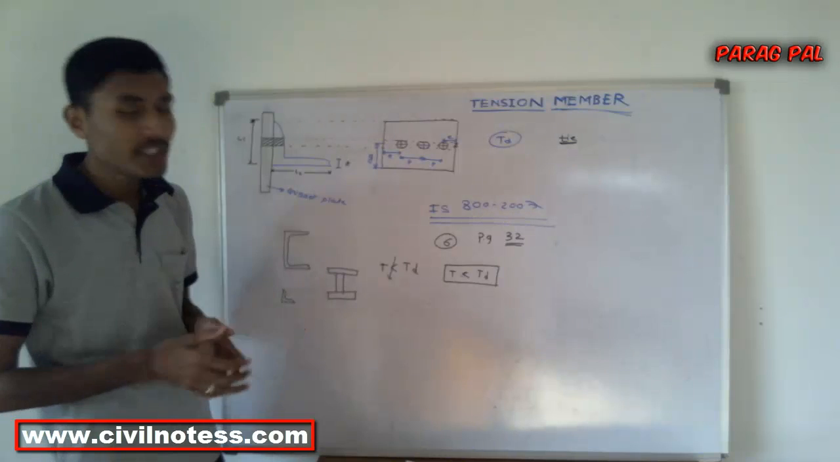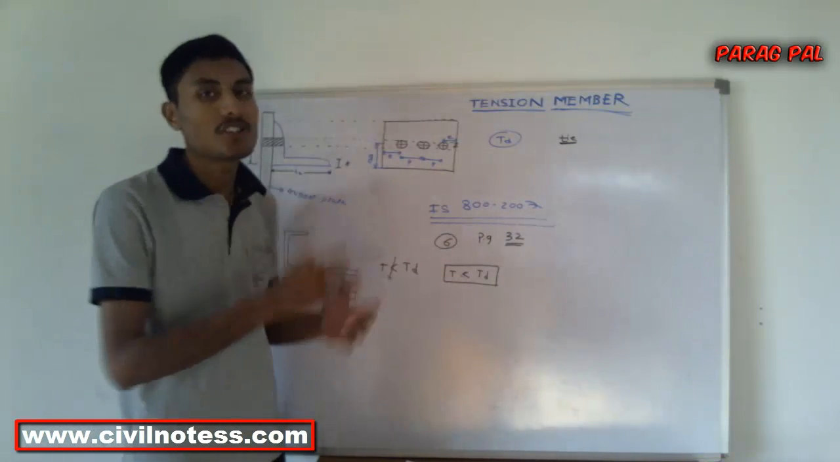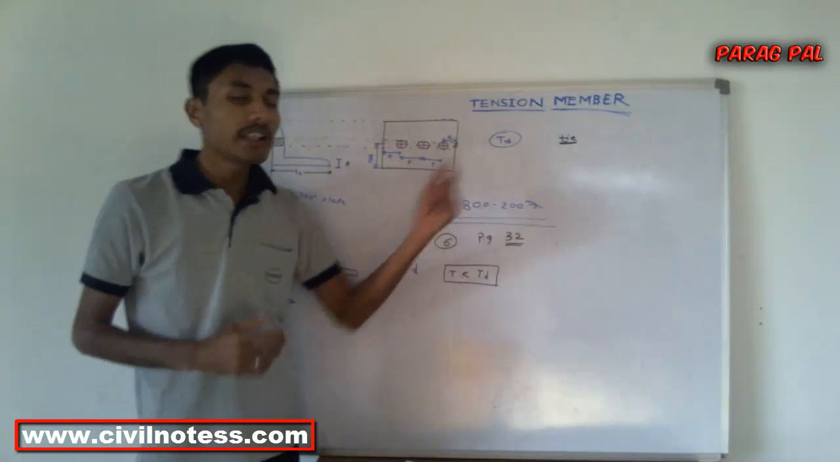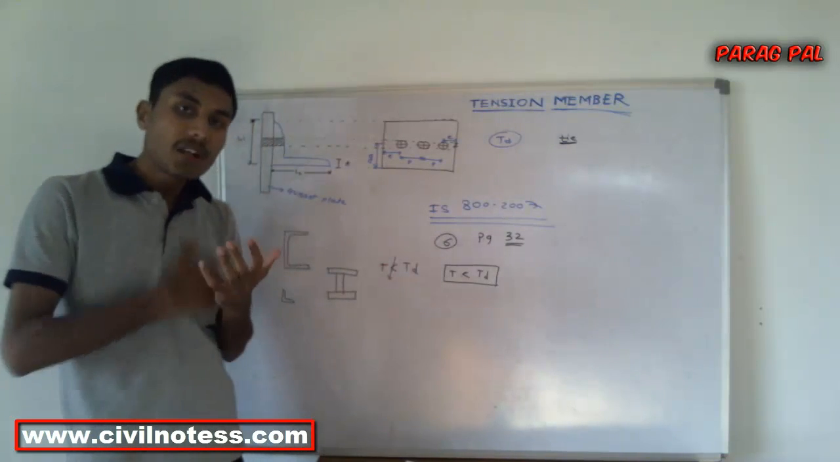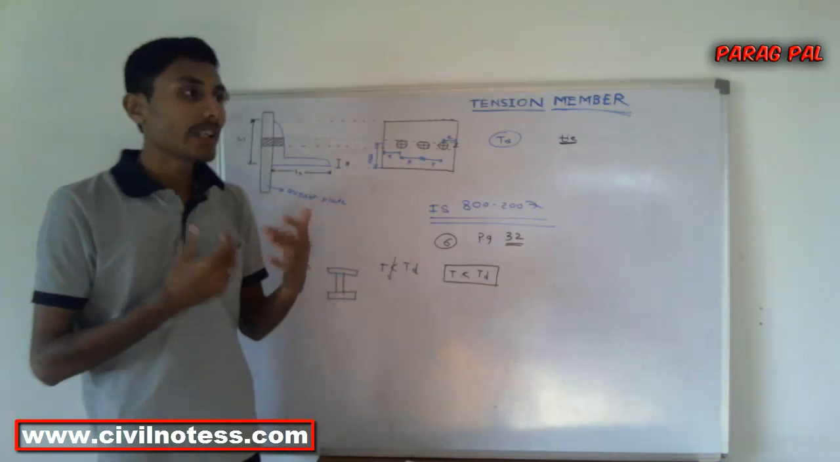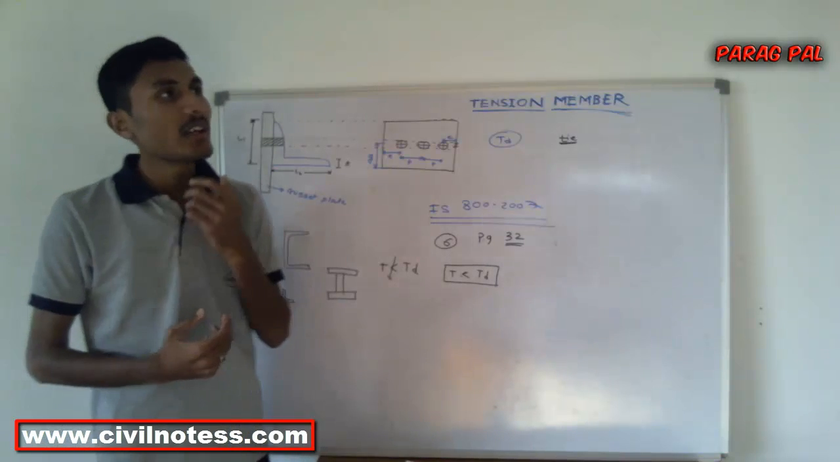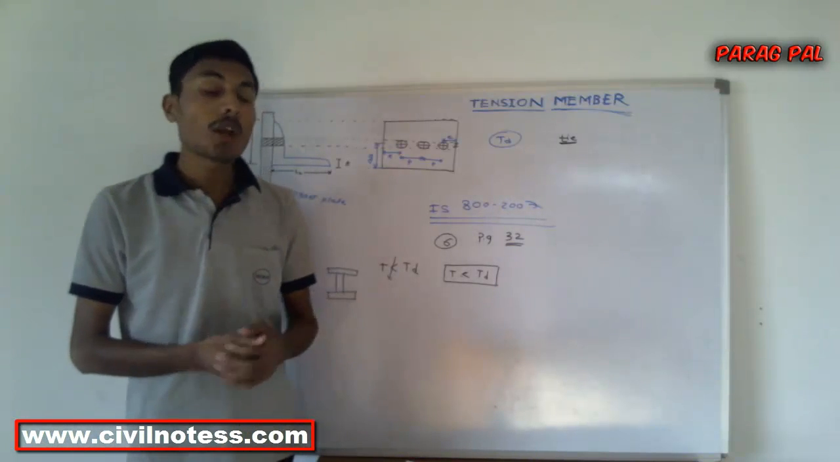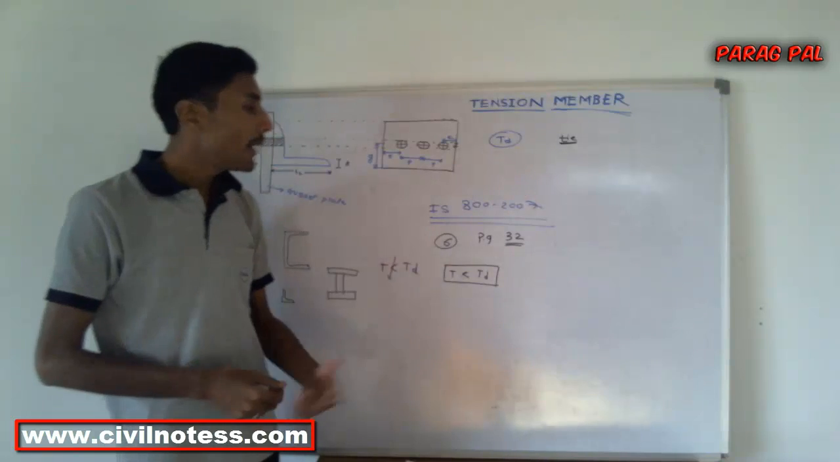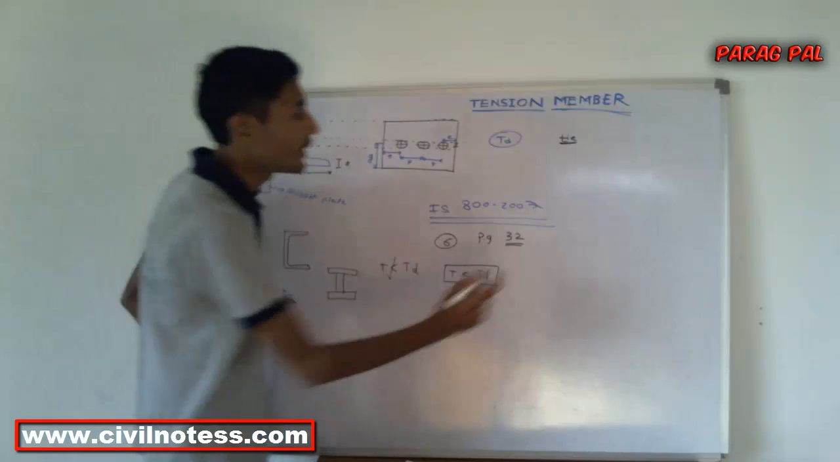So basically today we are going to learn what exactly a tension member is and how to determine the TD, and what measures we have to take if the TD design is not satisfied. In today's numerical, an angle section is given to you. You have to determine the TD by using IS code 800 2007, which is for the limit state method of design.